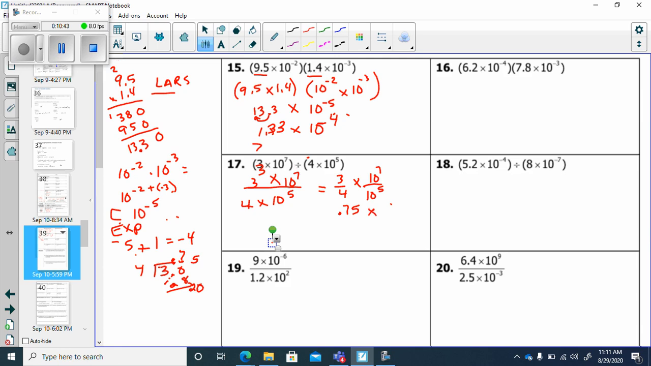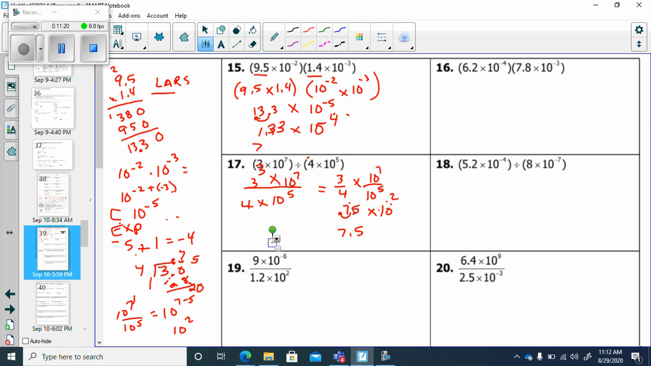Times, whenever I am dividing, I subtract my exponents. 10 to the 7th divided by 10 to the 5th is the same as 10 to the 7 minus 5, which is 10 to the 2nd. So let's put 10 to the 2nd in here. Is that in scientific notation? No. I'm going to need to move my decimal point here one place to make this 7.5.